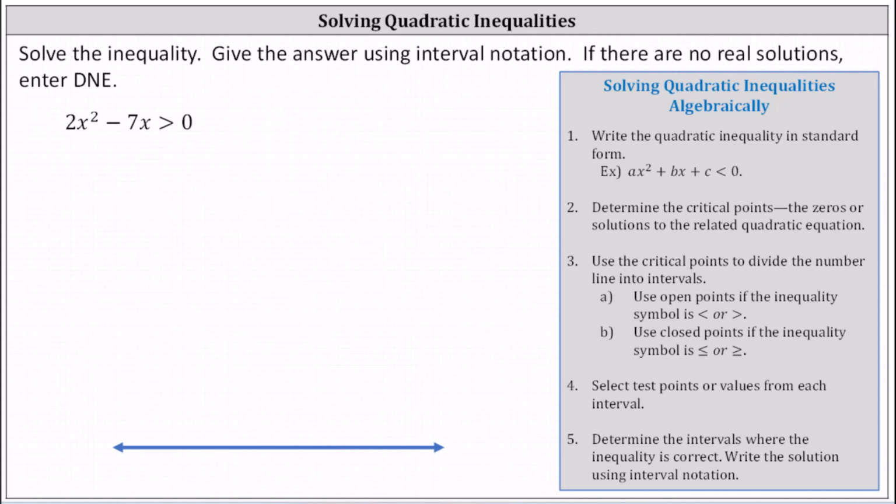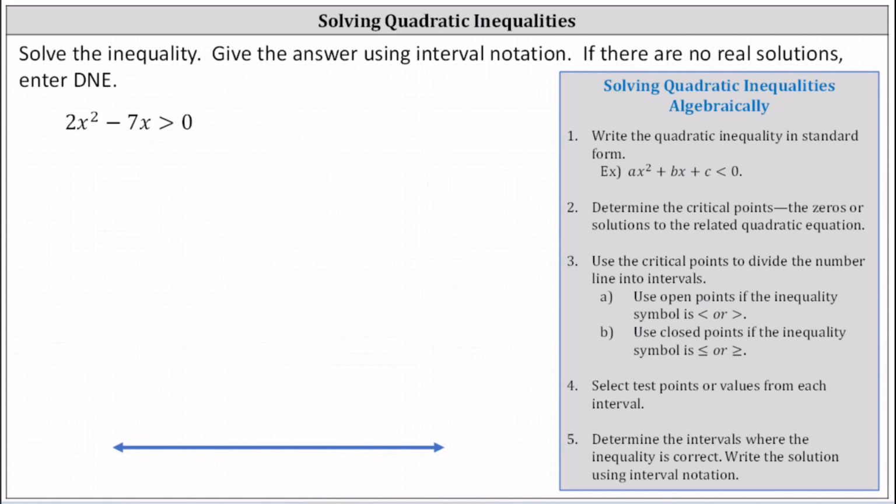Solve the inequality, give the answer using interval notation. We have 2x squared minus 7x greater than 0. To solve a quadratic inequality, the first step is to make sure the quadratic inequality is in standard form, meaning we have the quadratic expression on the left and 0 on the right, which we do.